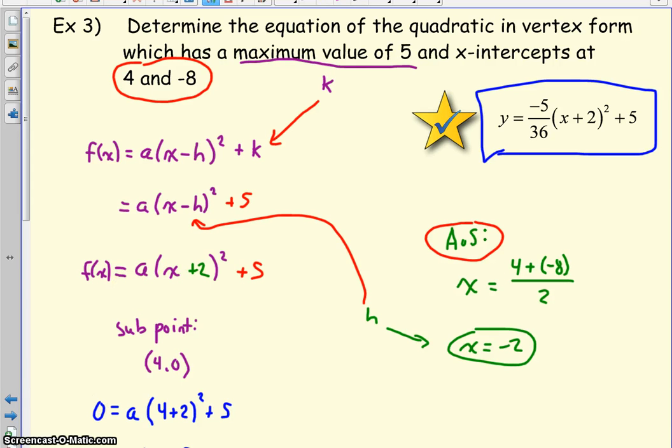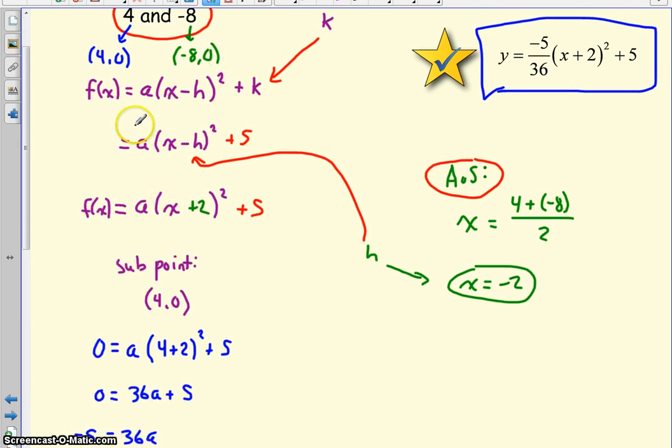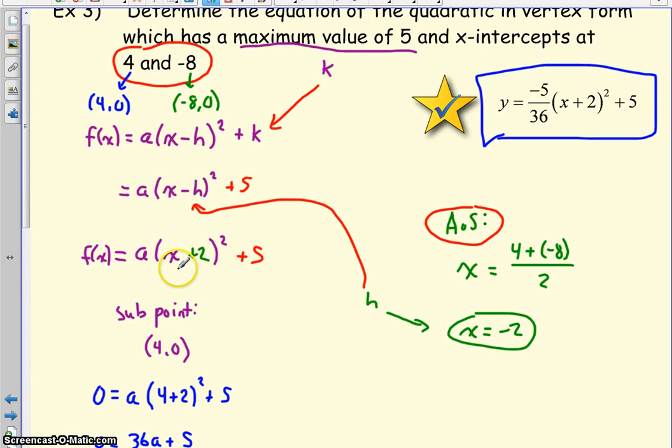Okay, so what did we do with the last example when we had to solve for an a value? Well, we subbed in a point that we knew was on the quadratic. We actually know two of them. It's two x-intercepts. So we have two possible points we can use. We have an x-intercept at 4, which remember is the point 4, 0. It's the x-intercept, so the y value is 0. Or we have the x-intercept at negative 8, which is the point negative 8, 0. So you can sub in either of these two points for x and y and solve for a.